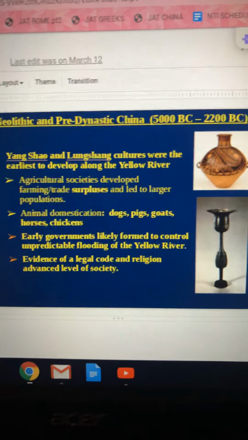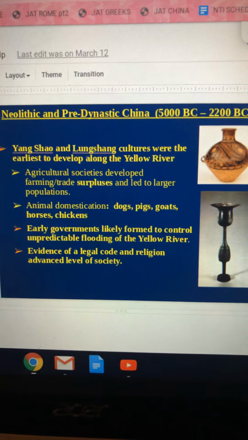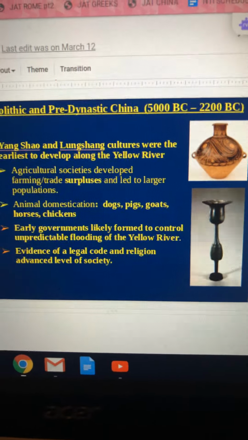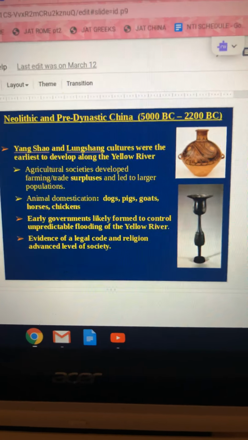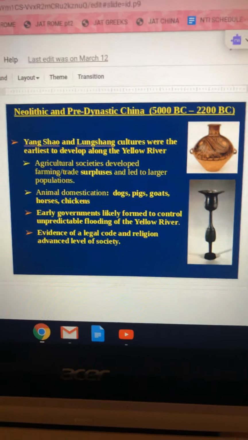All right. And what this is going to be, it says the Yangshan and the Lungshan cultures were the earliest to develop along the Yellow River. So we've talked about the Yellow River. We know that that river was used for irrigation. We know that it was used for them to be able to grow crops, for them to be able to farm. And this is also going to play a major role in the Silk Road with their trading.